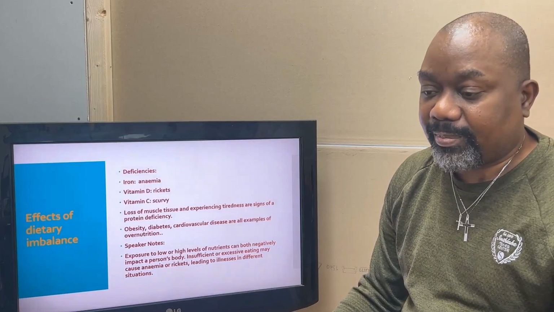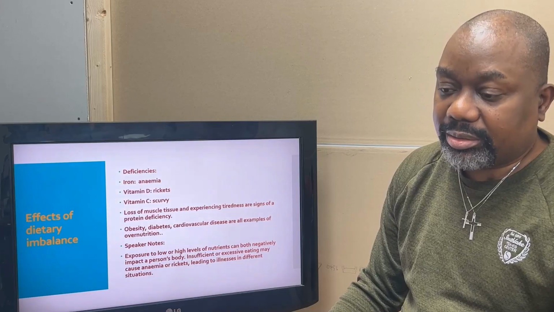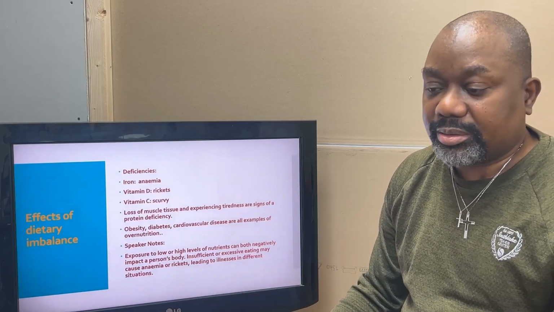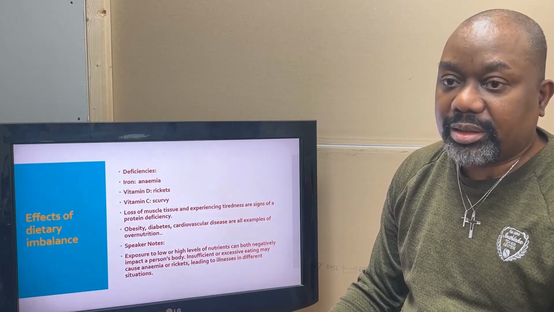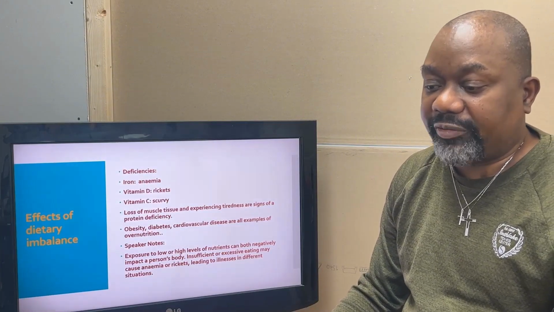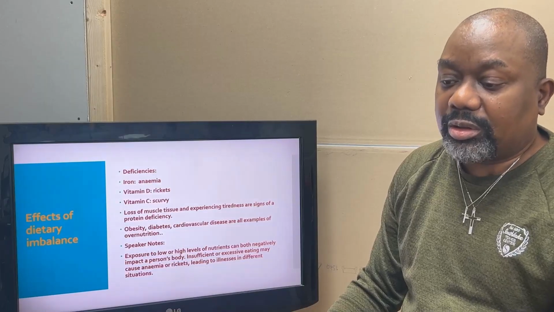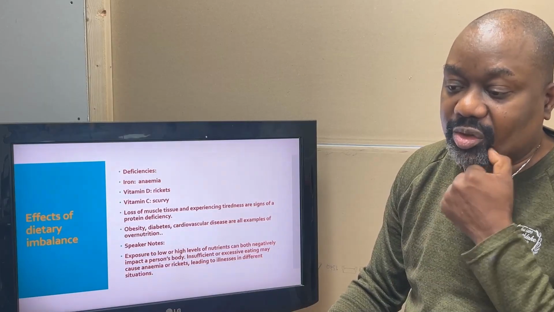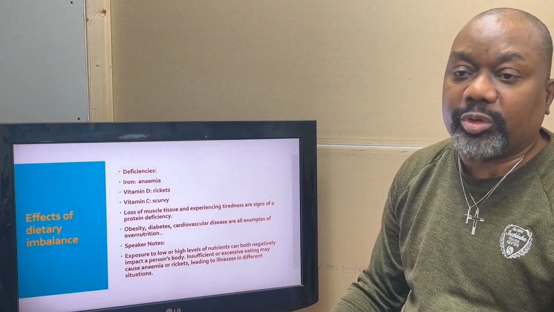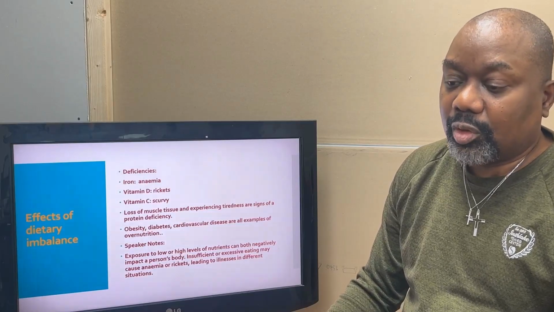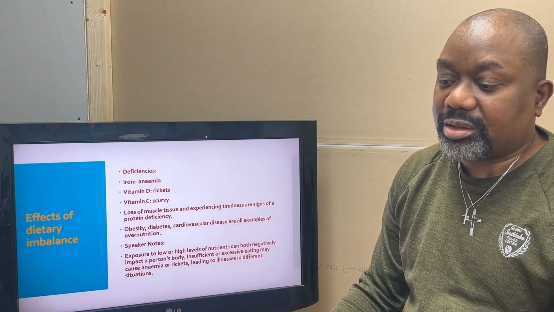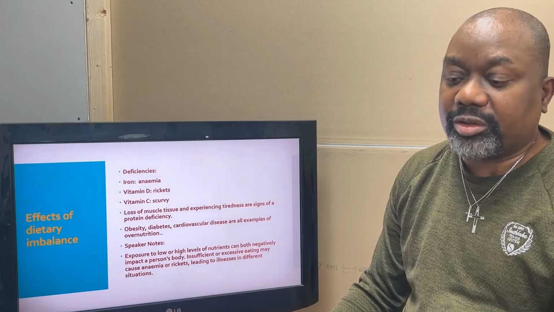In the next paragraph, I'm going to discuss the effect of dietary imbalance. These are deficiencies. Lack of iron could result in anemia. Lack of vitamin D could result in rickets. Lack of vitamin C could result in scurvy. Loss of muscle tissue and experiencing tiredness are signs of protein deficiency. Obesity, diabetes, and cardiovascular disease are all examples of overnutrition.